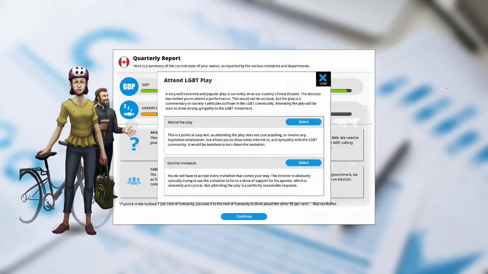Attend the play. This is a political easy win, as attending the play does not cost anything or involve any legislation whatsoever, but allows you to show some interest in and sympathy with the LGBT community. It would be tasteless to turn down the invitation.